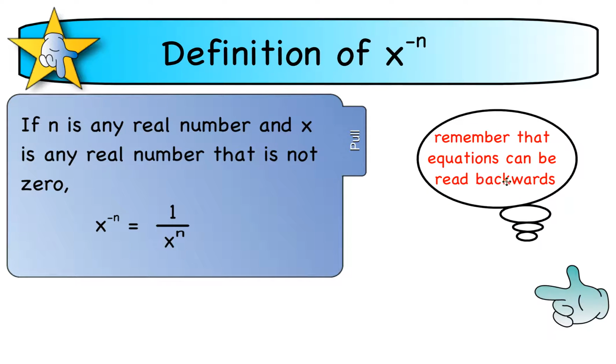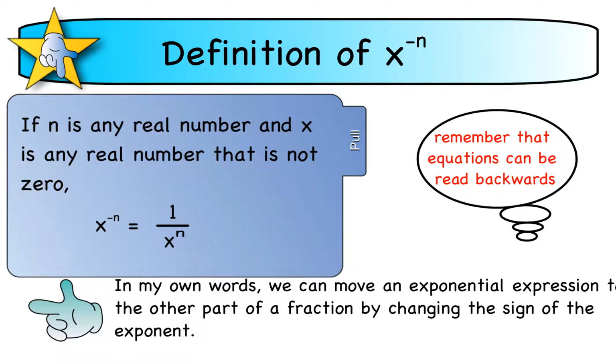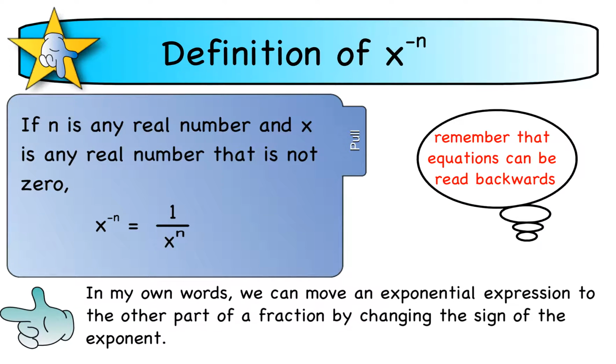So remember that our equations can be read backwards. You could start with the right-hand side and work to the left, or start with the left and work to the right. You'll see it both ways. In my own words, what this says is we can move an exponential expression to the other part of a fraction by changing the sign of the exponent. By the other part, I mean numerator or denominator. If you have a negative exponent in a numerator, you can move it to the denominator and make it positive. If you have a negative exponent in a denominator, you can move it to the numerator and make it positive.